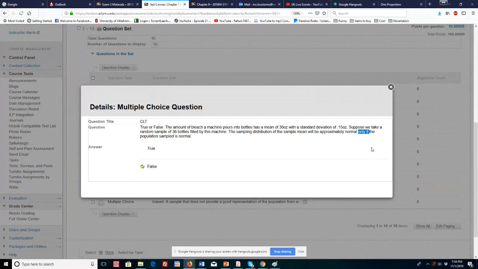If we have a sample size that's less than 30, say we're only looking at 15 bottles, then this would be a true statement. So suppose we take a random sample of 15 bottles, the sampling distribution of the sample mean will be approximately normal only if the population sampled is normal.